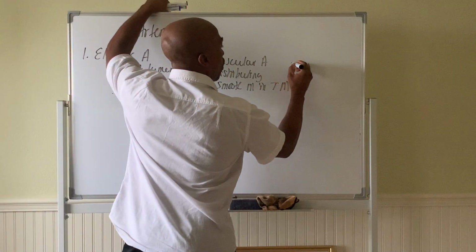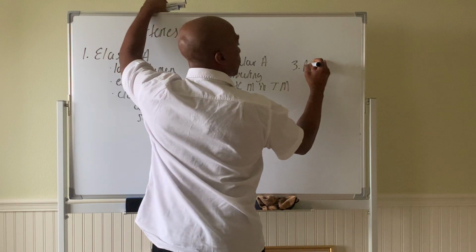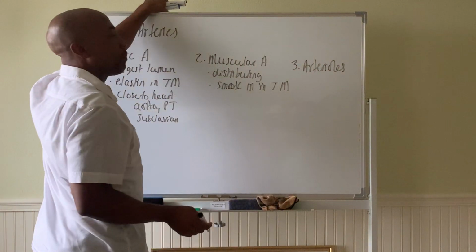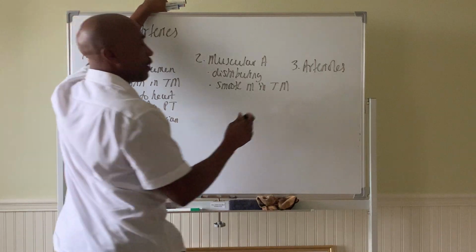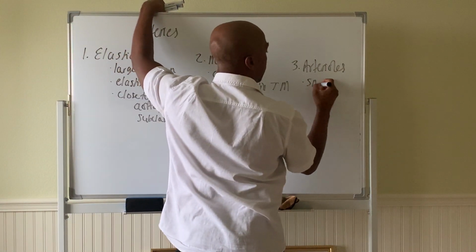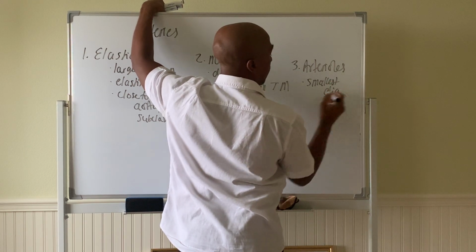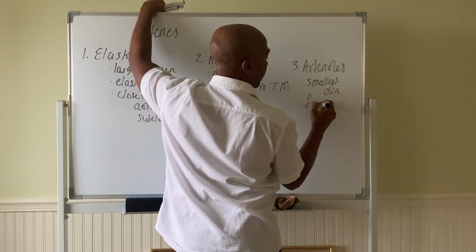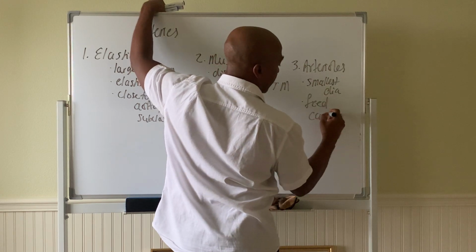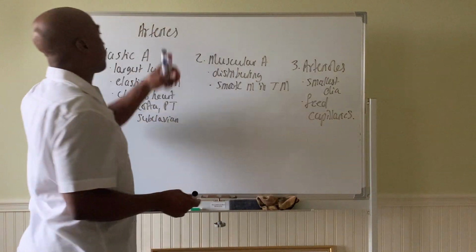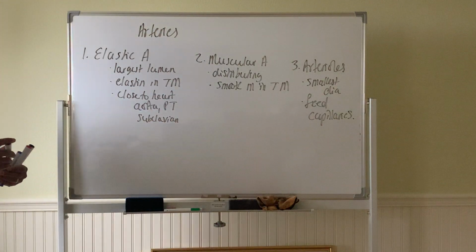And then you get to your arterioles. These are the smallest of the arteries. Arterioles, their job is to carry blood into capillaries. Smallest diameter. And their job is to feed capillaries. Okay, so those are arteries. Elastic arteries, muscular arteries, and your arterioles.